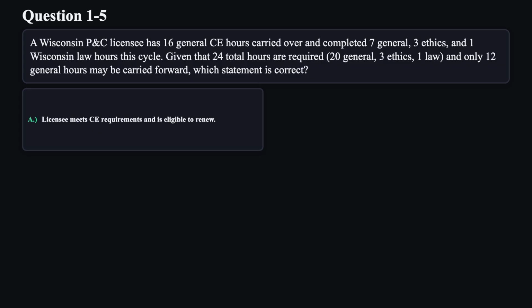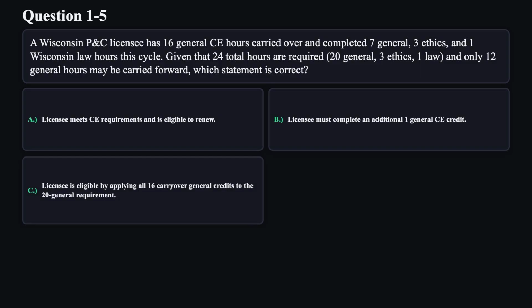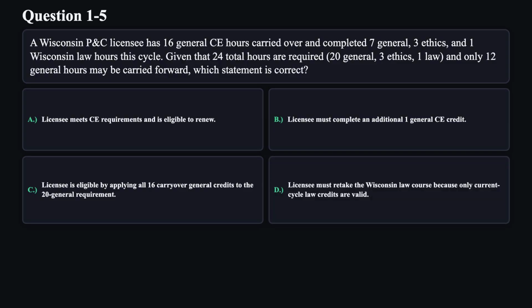A. Licensee meets CE requirements and is eligible to renew. B. Licensee must complete an additional 1 general CE credit. C. Licensee is eligible by applying all 16 carryover general credits to the 20 general requirement. D. Licensee must retake the Wisconsin law course because only current cycle law credits are valid.